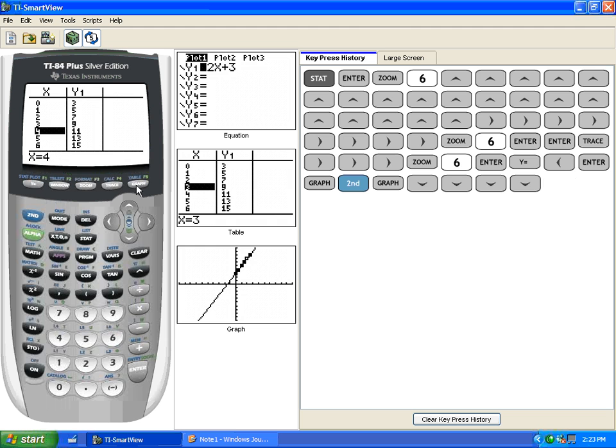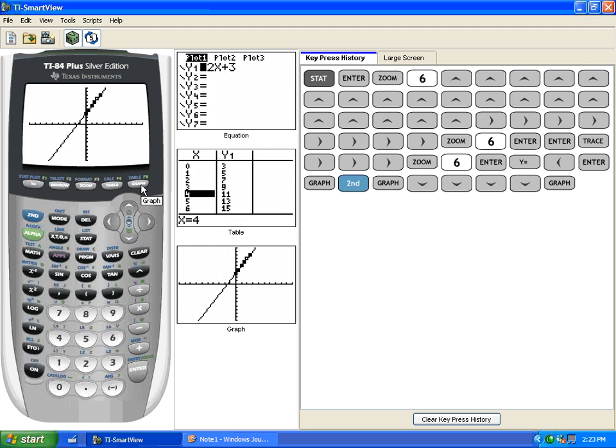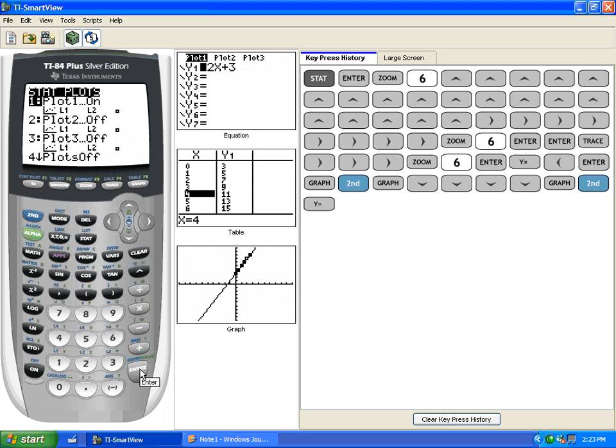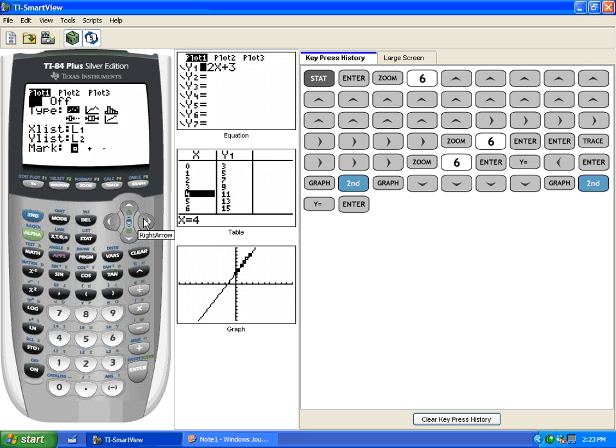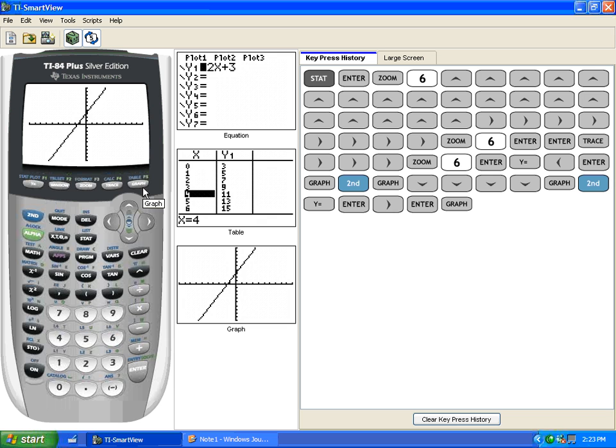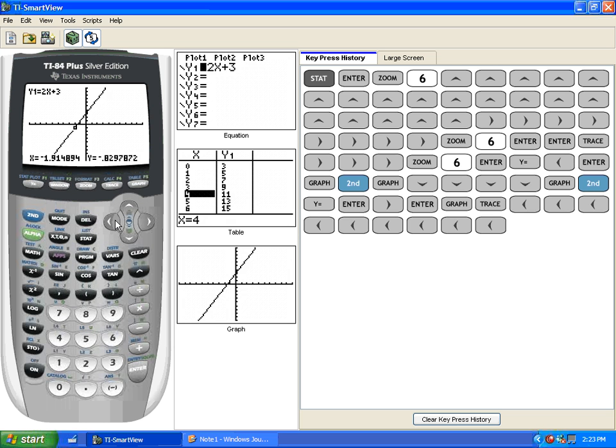As a matter of fact, if we look at the graph itself, we could go up here and turn off the statistics portion of this graph, get those little dots off the graph, and just look at the graph itself, and there it is without the ordered pairs. Now if we hit trace, that will move us around the graph, not giving us the perfect whole number values before, but basically just decimal rounded-off numbers.